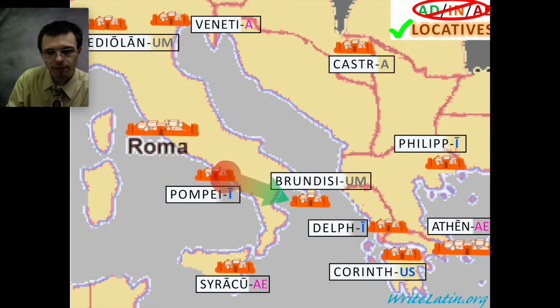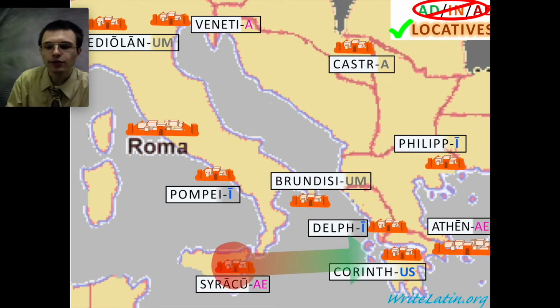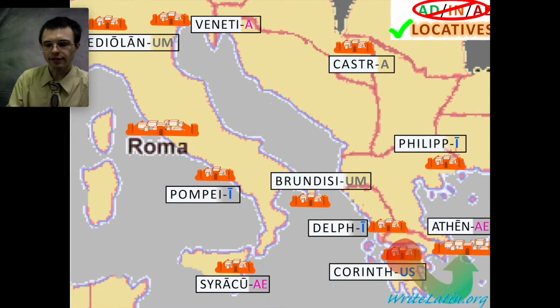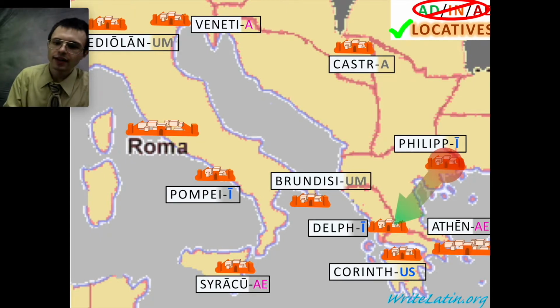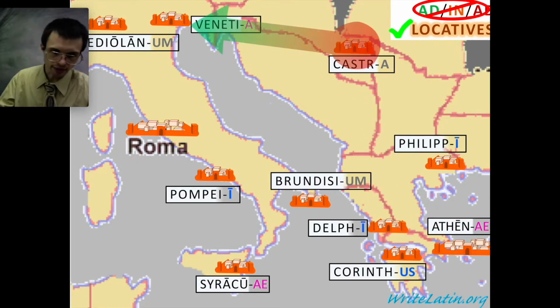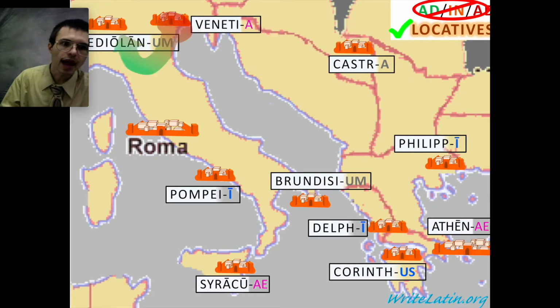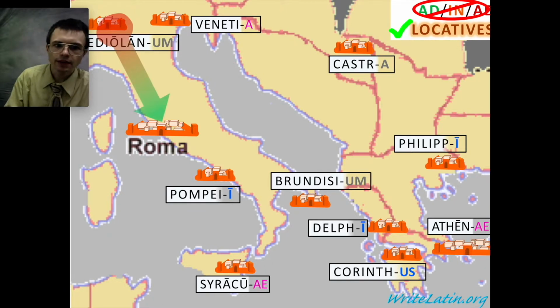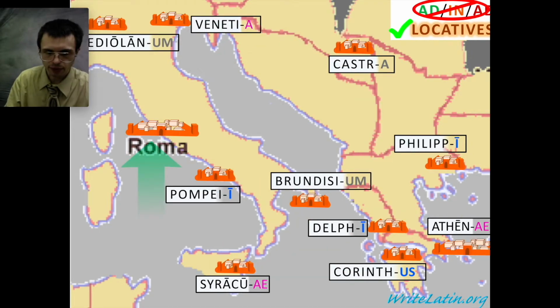Pompeiis, Brundisium, Brundisio, Syracusas, Syracusis, Corinthum, Corintho, Athenas, Athenis, Philippos, Philippis, Delphos, Delphis, Castra, Castris, Venetiam, Venetia, Mediolanum, Mediolano, Romam. All right, so see if you can do it yourself. Here we go.